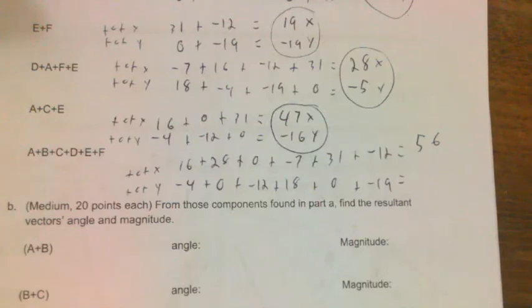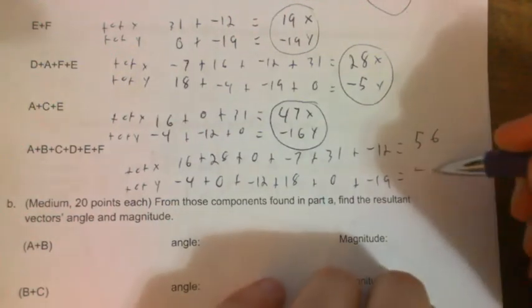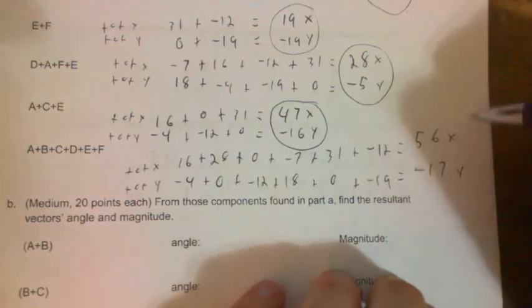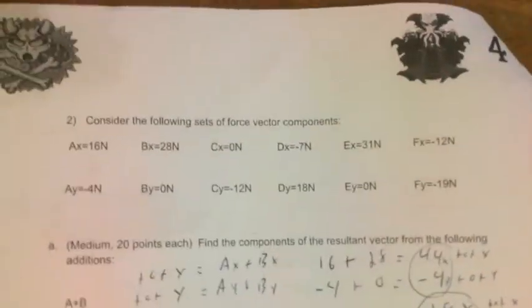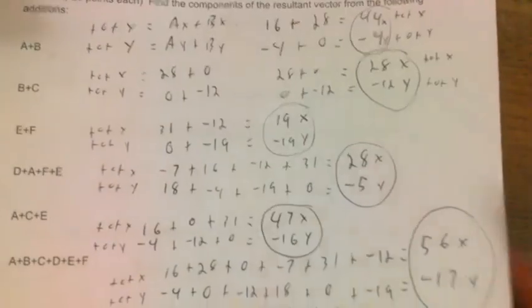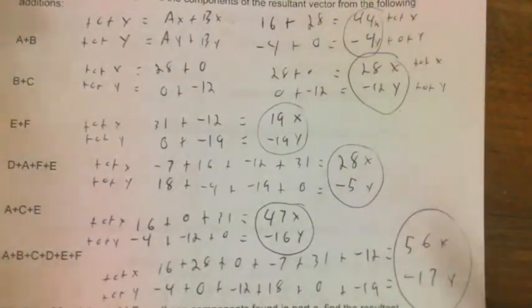Yeah, negative 17. So 56 and negative 17 are our two components from these. So again, when you add vector components, all you're doing is adding the x's and the y's together. That gives you the total x and the total y. So we end up getting this nice spread array from this.